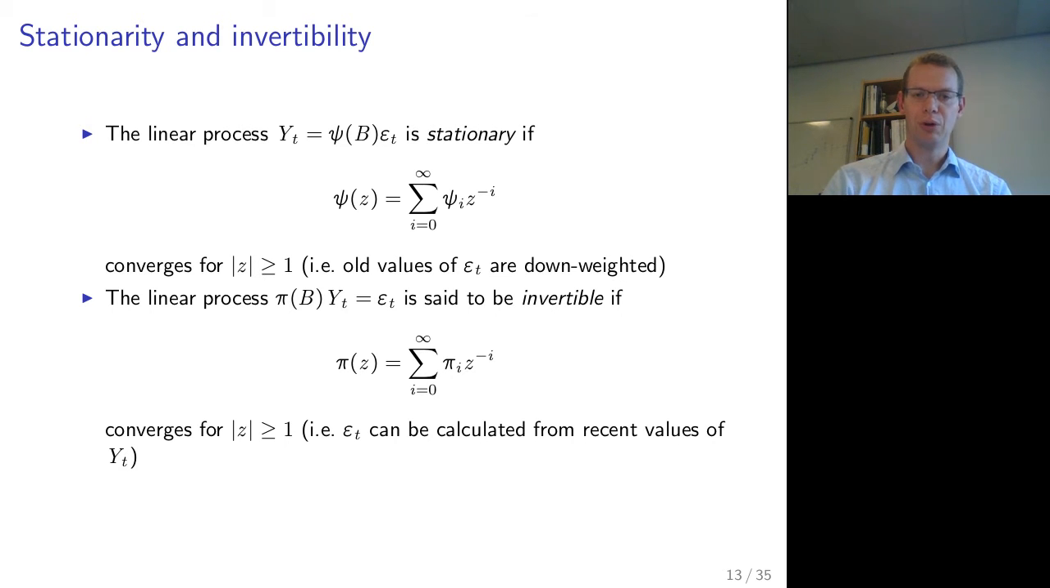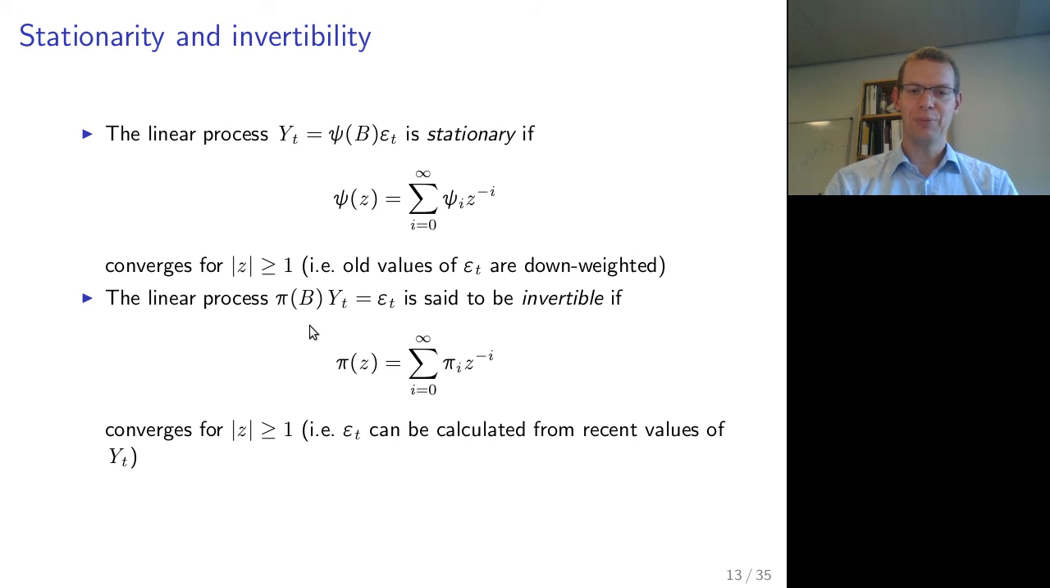Stationarity, well, we defined it before. What is it to be stable? Well, stationary is that the mean and covariance structure does not depend on shifts in time. Now that we have this kind of process, we can do it slightly differently. If we look at this polynomial here and evaluate it for z, then if this converges for z greater than 1, then it is stationary. That is basically saying that the old epsilons are downweighted sufficiently fast.